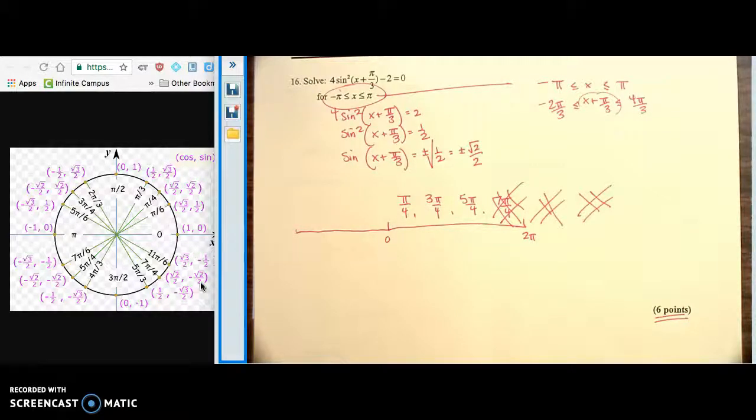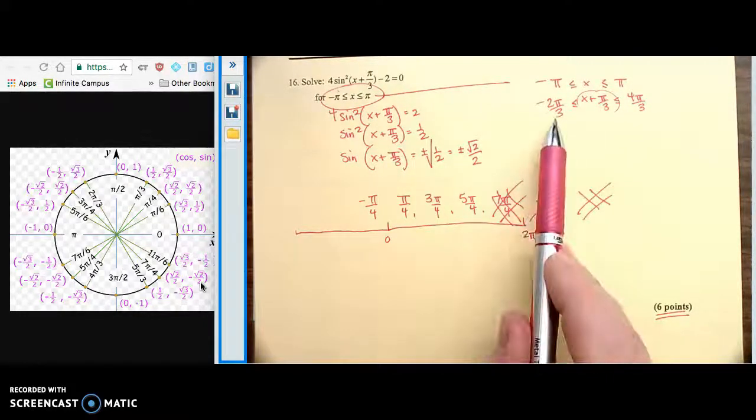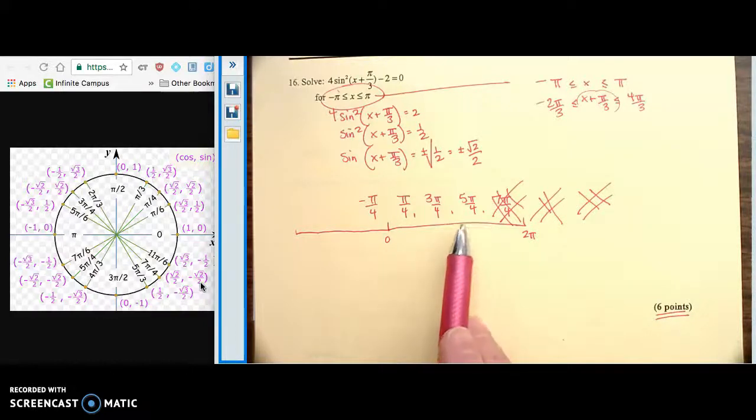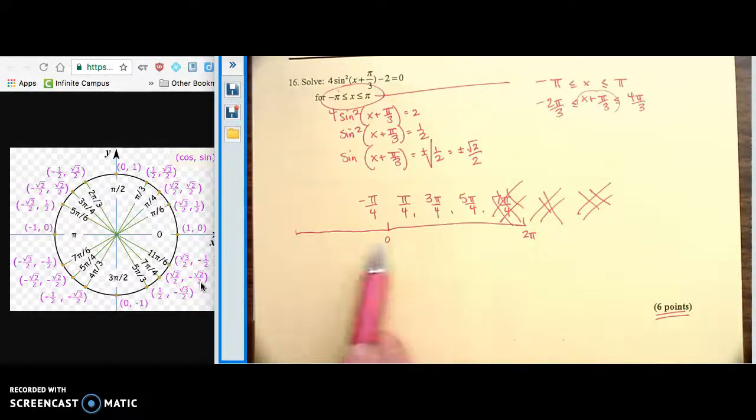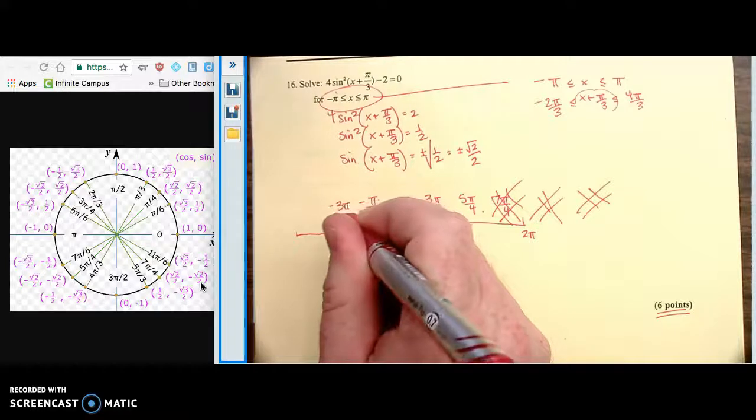If I was to crank in the reverse direction around the unit circle, I already knew that 7 pi over 4 was going to be a solution. If I crank a full 2 pi lower than 7 pi over 4, that would put me at negative pi over 4. That is not lower than negative 2 pi over 3, so I'm going to keep on going. 5 pi over 4 cranked around a whole cycle around the unit circle would be negative 3 pi over 4.